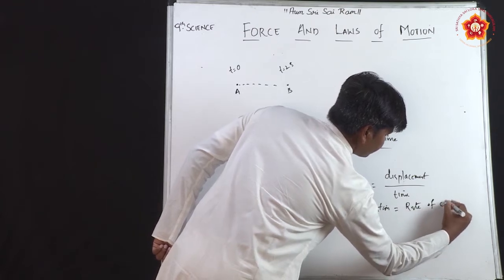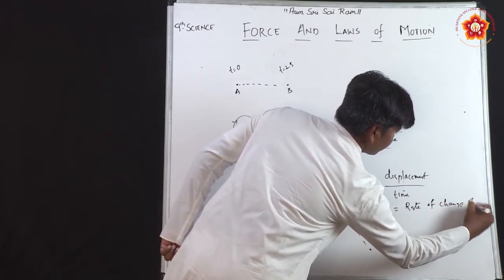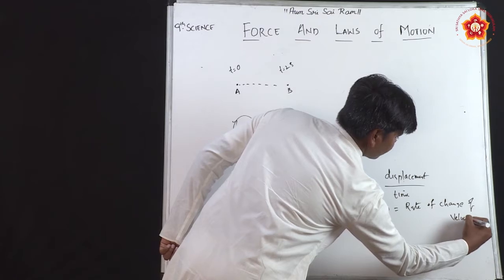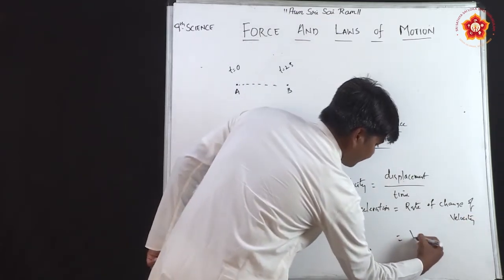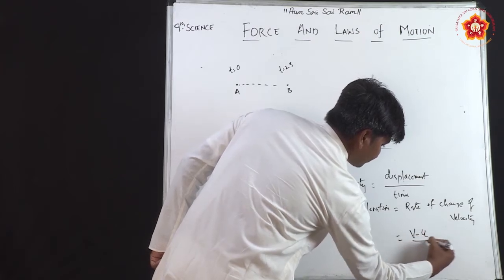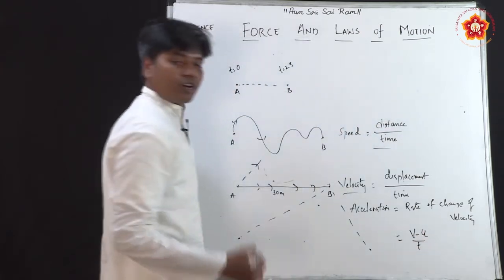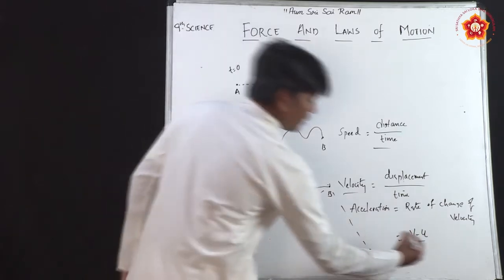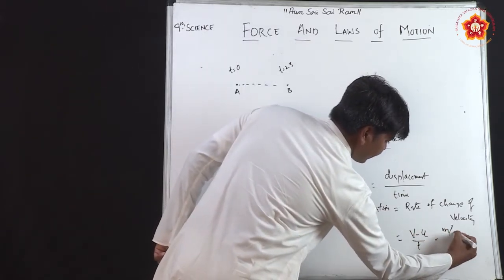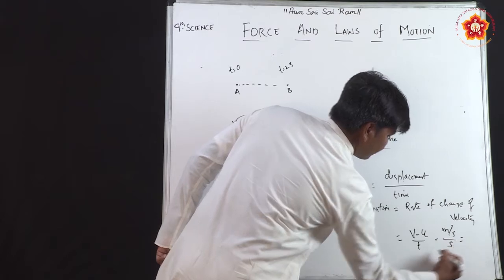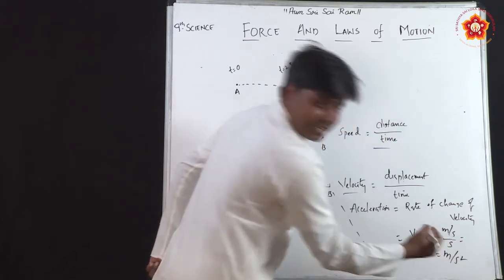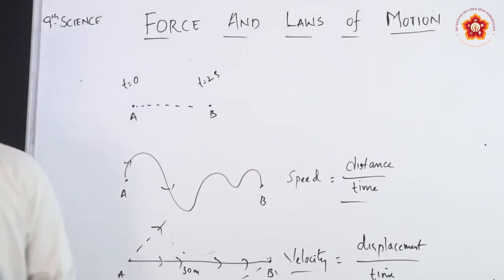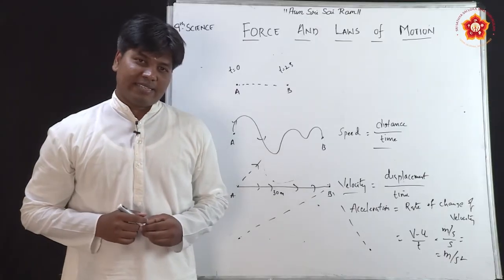Rate of change of velocity, which is given by final velocity minus initial velocity by time. What are the units of this? Meter per second by second, which gives you meter per second square, right? This is what we have discussed in the last class.